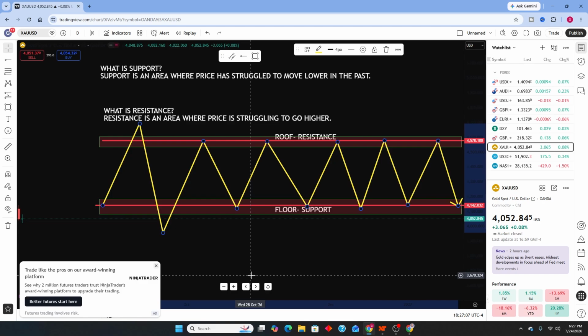Support and resistance aren't always entry signals. They're locations where you should pay attention and see what price is doing in this area. You feel me? Always wait for price to show you what it wants to do before making any trading decisions.